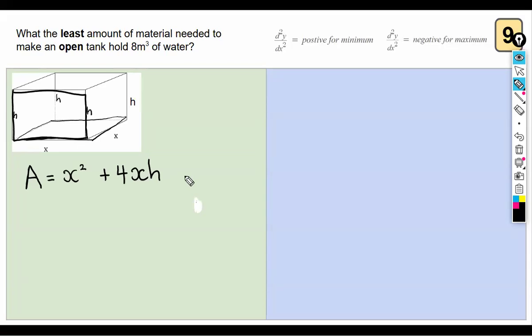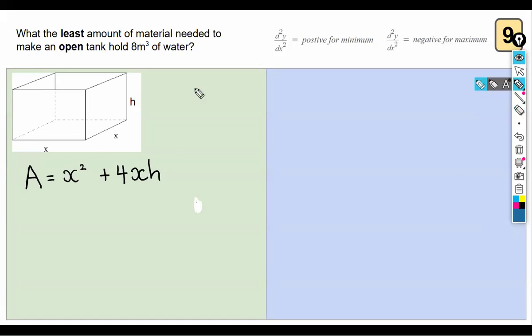For those who are struggling to find the expression for the surface area, do you think you understand it now? Because remember, it doesn't have a top, it doesn't have a cover, it's an open container. Great. Now we have a little problem here, right? We have 3 letters, A, X, and H. We can't work with 3 letters, so we have to get rid of one of the letters.